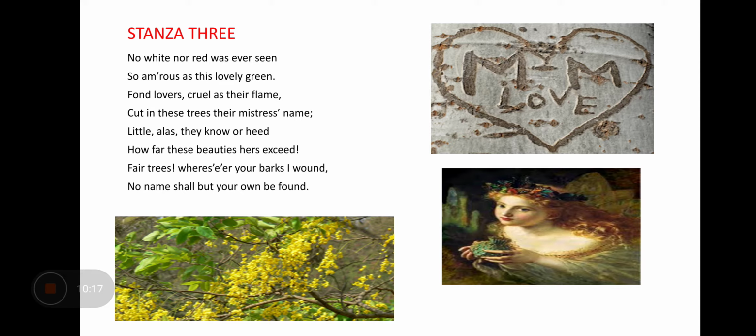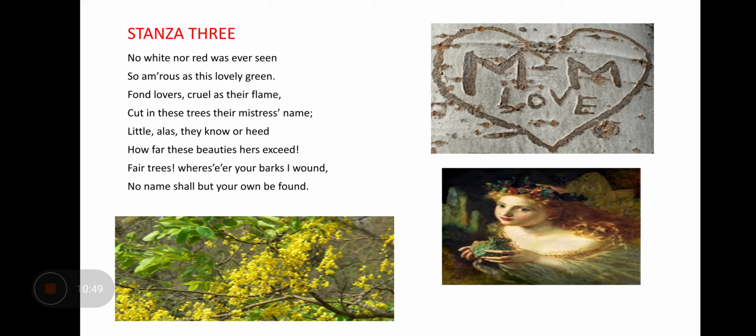So here the poet is trying to tell us that the company of nature is far better than the company of the beloved. Neither the whiteness of the complexion nor the redness of the lips of the beloved has ever been known to be so loving as the lovely green color of the plants and leaves in a garden.